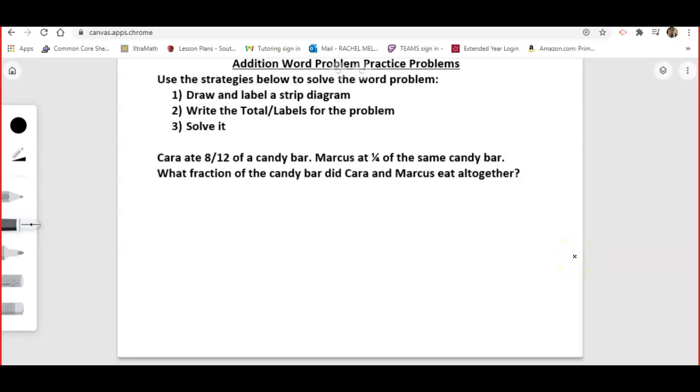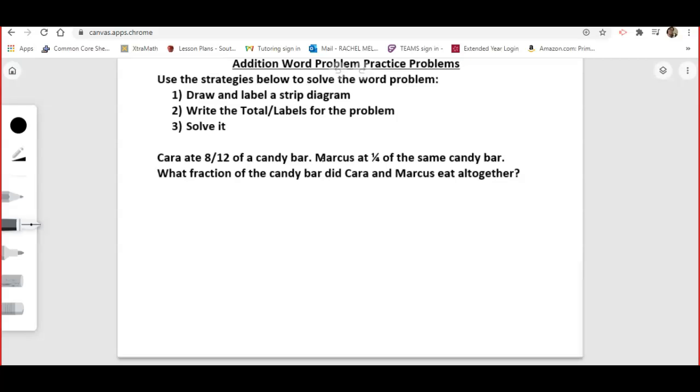Write out the whole problem, okay? You only need to write what I'm writing on the whiteboard, all right? So we're going to do the same thing that you just saw in the video. We're going to draw and label a strip diagram. We're going to write out our totals and labels, and then we're going to solve it, okay? This is the same thing you're going to do on your graded quiz today.